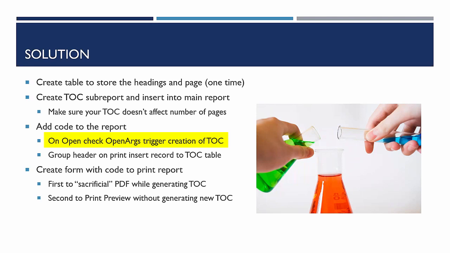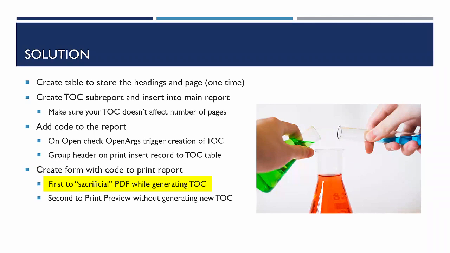Typically on the onOpen event of the report, you check the OpenArgs and either trigger the creation of the table of contents or not. And then in the group header on print, you have code to insert a record into the table of contents so that as a record, a new category, a new heading section is printing, it adds a record to the table of contents with the header title and the page number. And then you can create a form with the code to print the report.